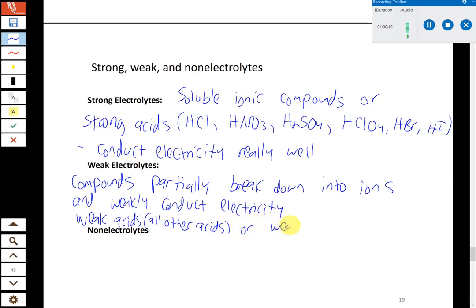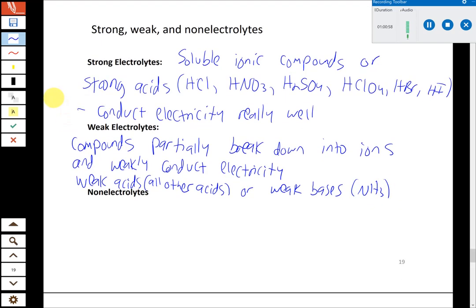Or weak bases. We're going to talk about acids and bases later on, so this won't make perfect sense until then, but the only weak base that we need to know about is NH3. We'll talk about it more later on. It's the only weak base we'll deal with in this course. So those ones are called weak electrolytes. When you dissolve these in water, they do not completely separate into ions, and so you don't get a lot of ions in solution, but you get some, so you're still going to have weak electrical conductivity.